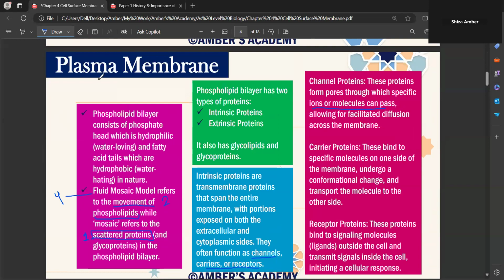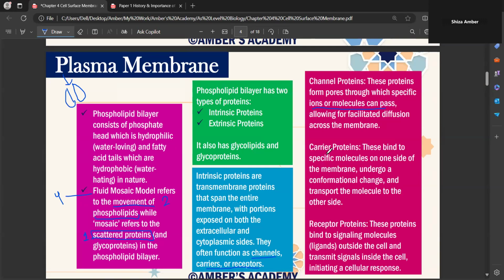Let me explain this. For example, if this is your channel protein, then what they're trying to say is that certain ions and certain molecules can pass through this channel. These channel proteins provide a pathway for ions and molecules to pass through, and then they can go inside the cell. So basically, channel protein provides a pathway for ions and molecules, and this is usually essential in facilitated diffusion.